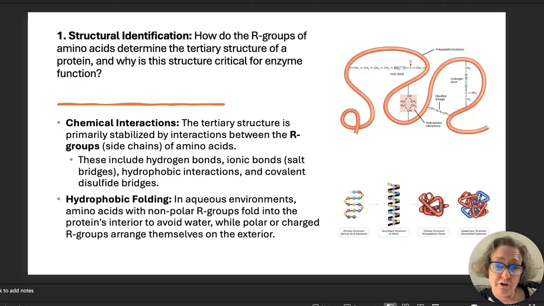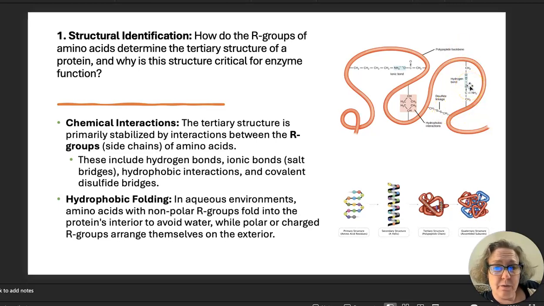Okay, taking it back to R groups and tertiary structure. Remember, this is our primary structure, beads on a string, secondary structure, helix or beta pleated sheet, tertiary structure. Okay, so this is the tertiary structure. Also, chemical interactions. Let's look at all the things going on. We have ionic bonds. We have hydrophobic interactions. We have disulfide bridges, and we have hydrogen bonds.